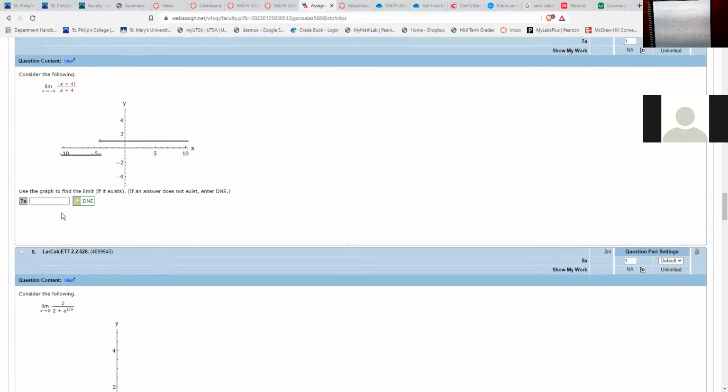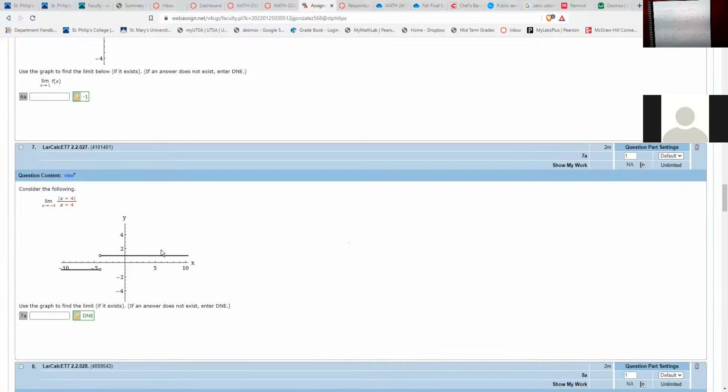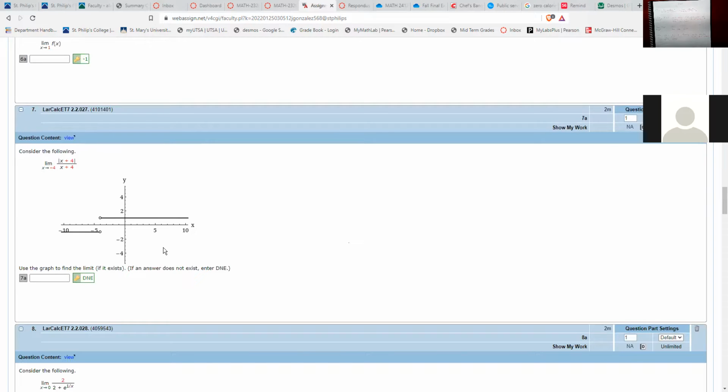Could you scroll up to number 7 again real quick? Yeah, sure. DNE. Why is that the answer again? Because they're not the same. The y values that I'm approaching from the right side are not equal to the y values that I'm approaching from the left side as I go to -4. So this just tells you where you're going, and you just observe what the y value is doing. What is the y value approaching as I get closer to this number? You check the right side, left side. That's all you're doing.